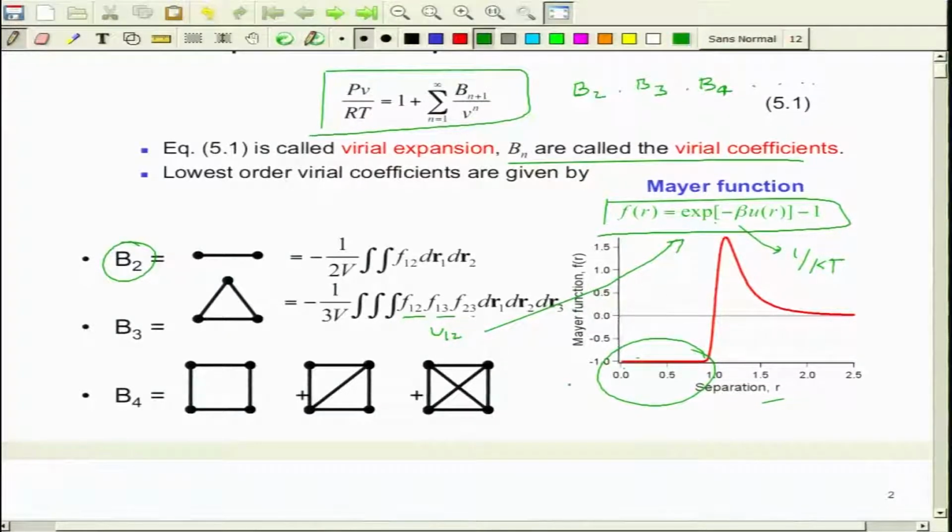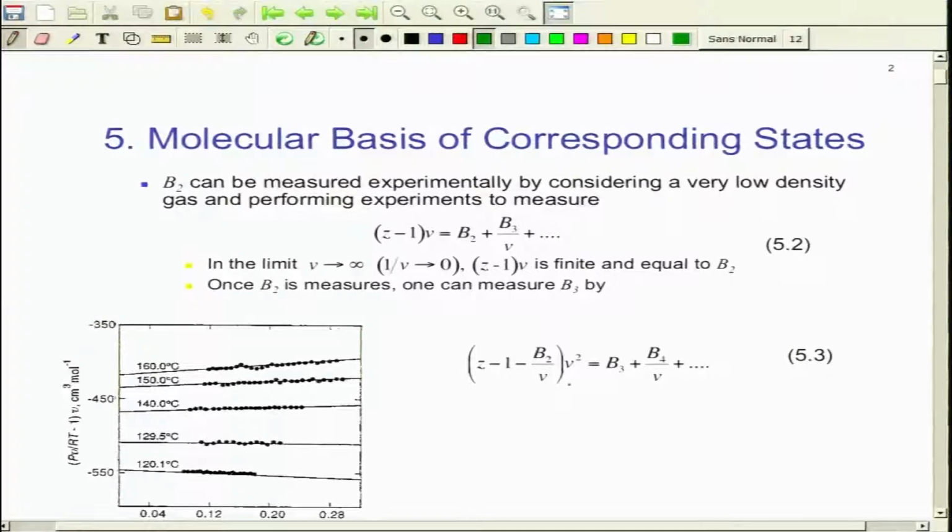So this is how we express the coefficients in terms of the Mayer functions, and if you can express the Mayer functions in terms of the potential models, then you can evaluate these virial coefficients numerically or analytically. However, the difficult part is expressing the potential models. That is why the model potential comes into the picture, which we are going to talk about a little later. Let me also explain how this B2 gets evaluated experimentally.